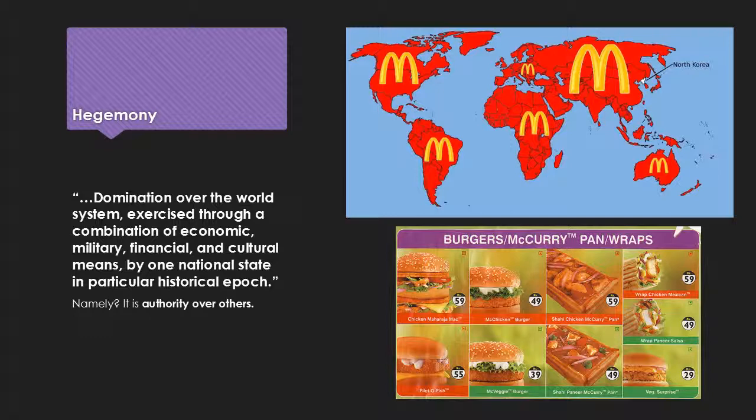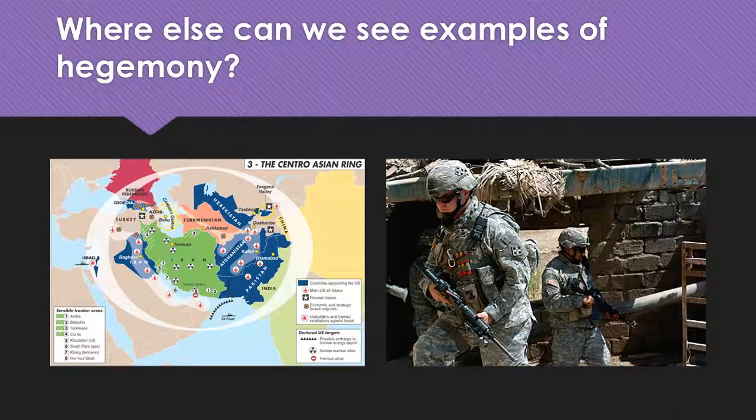So we can see that, as a silly example, the United States has that hegemonic dominant position in fast food restaurants. But where else can we see examples of hegemony? We can see it militarily, especially. The United States has bases all around the world to exert that power, to show that we are still a world power, and to keep the peace. That's what we have extended a lot of times.